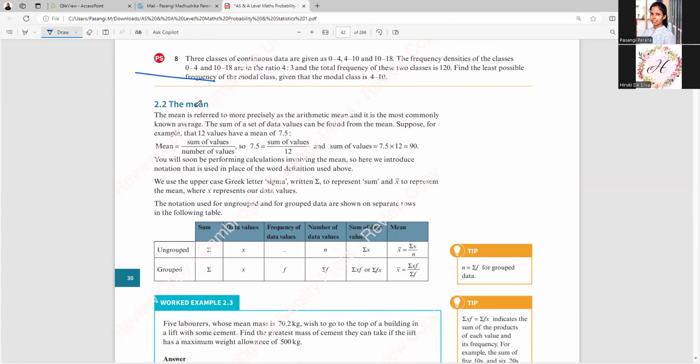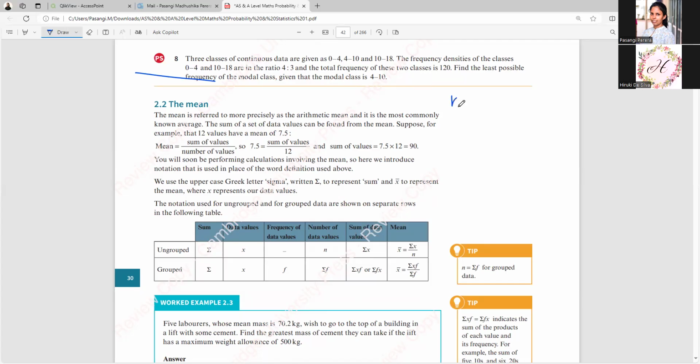For the mean, it is referred to more precisely as the arithmetic mean, and it is the most commonly known average. The sum of a set of data values can be found from the mean. Suppose, for example, that 12 values have a mean of 7.5. So then what will happen?